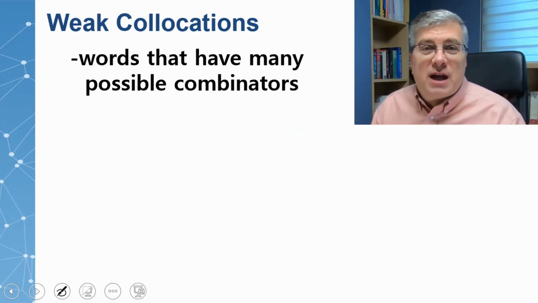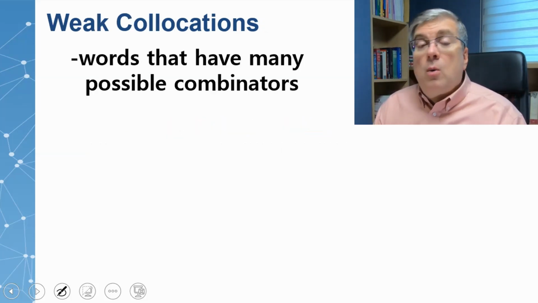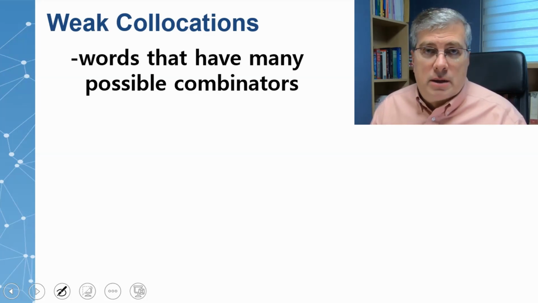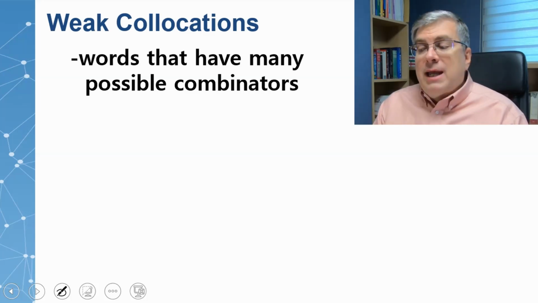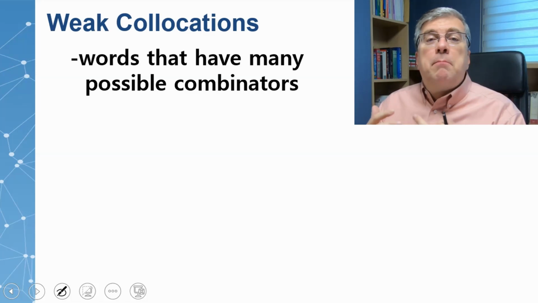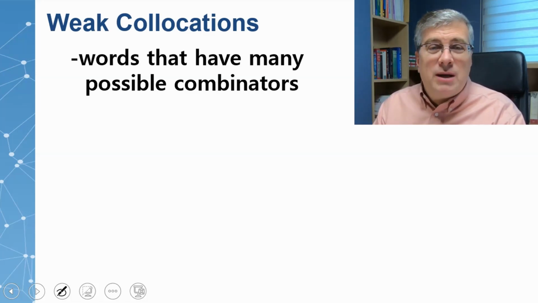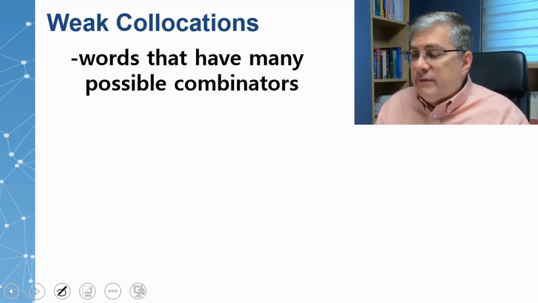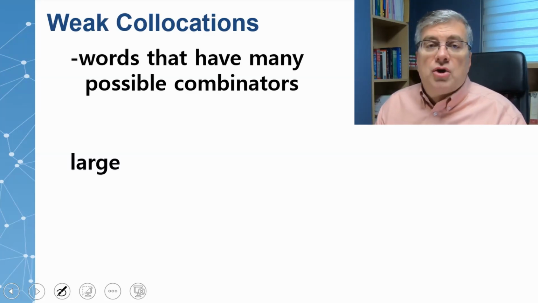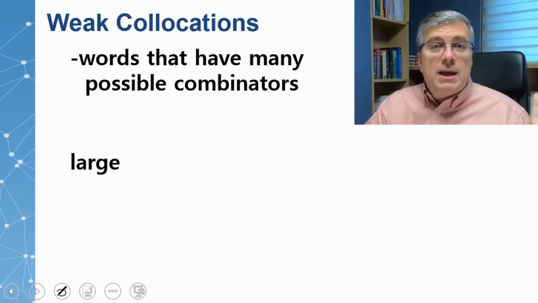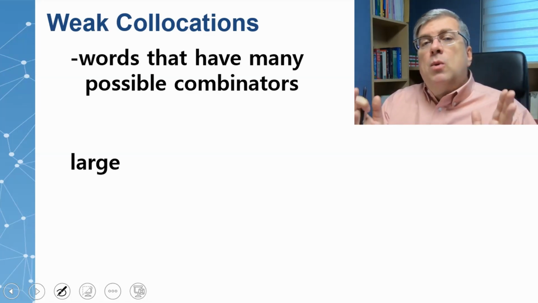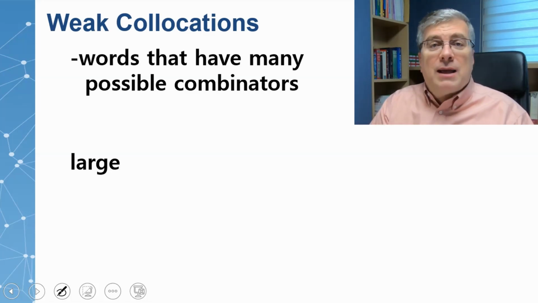I showed you some examples of strong collocations. What are some examples of weak collocations? Weak collocations are basically words that have many possible combinations, or many other words can be associated with that word. What are some examples? Very quickly, we have large. The word large, of course, is an adjective, something that's very big, huge.